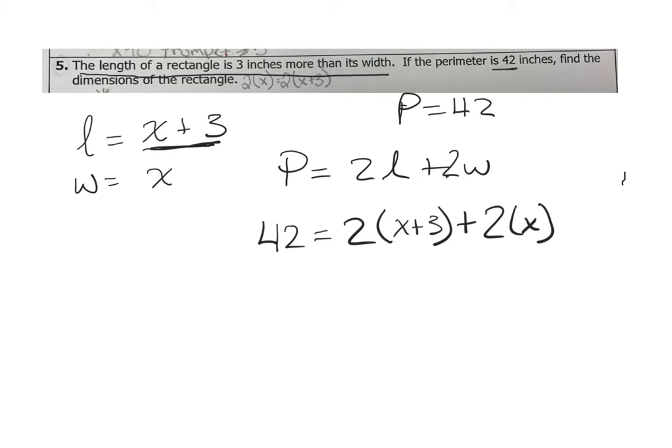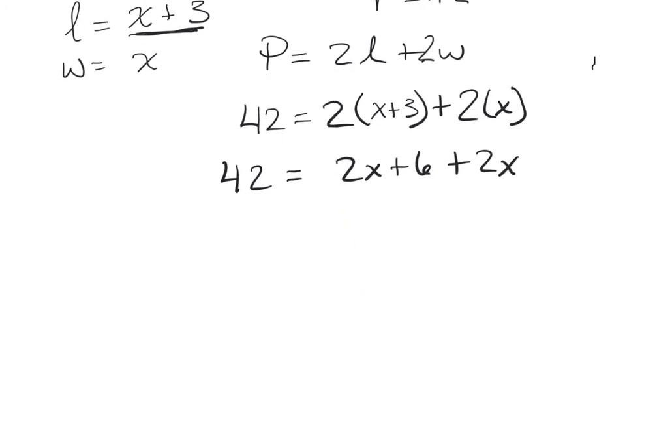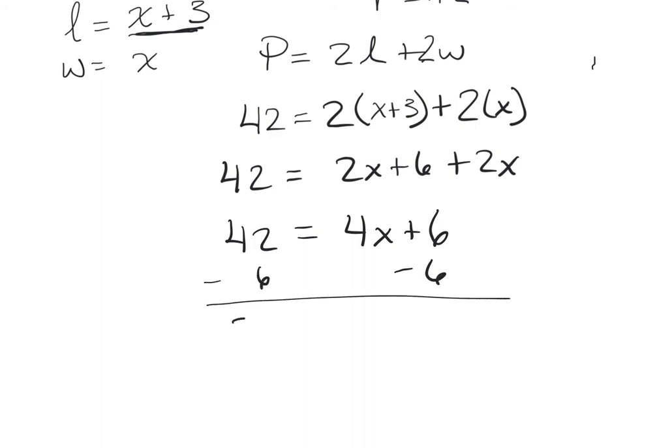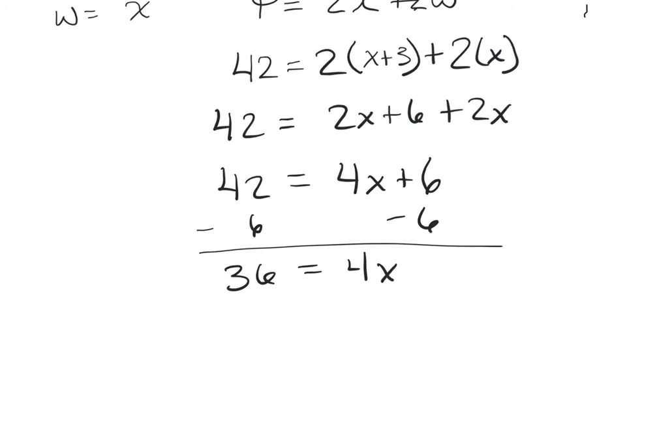So we use the distributive property. 42 equals 2x plus 6 plus 2x. Now we combine our like terms. 42 equals 4x plus 6. Then we subtract 6 over, and you get 36 equals 4x. The last step is to divide by 4. So x is 9, right?